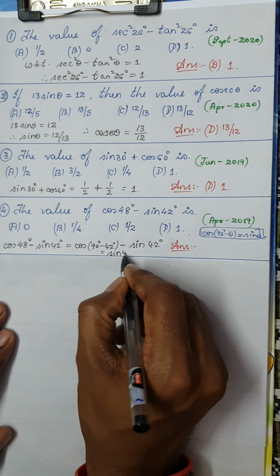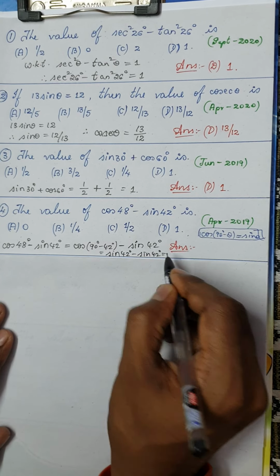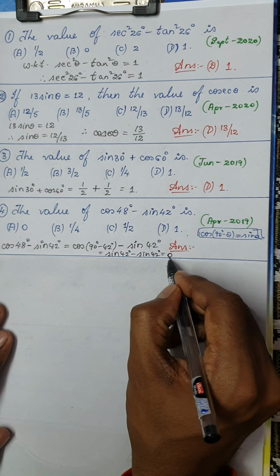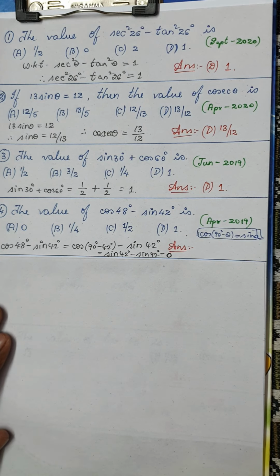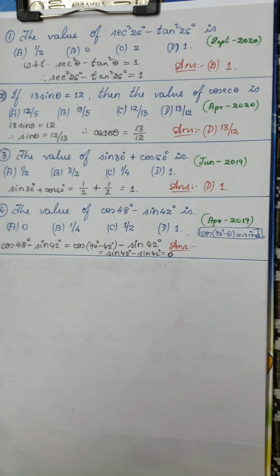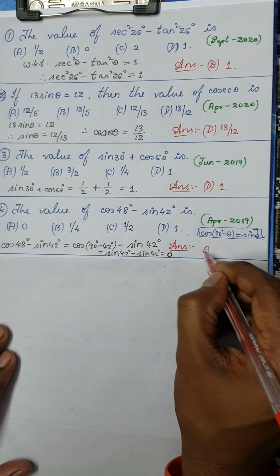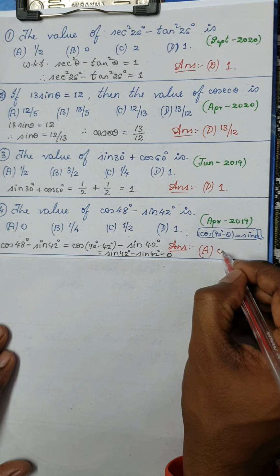So, you will get sin 42 degrees minus sin 42 degrees. What is sin 42 minus sin 42? Answer is 0. Now, you see where you have the option A as 0 here. The option 0 is in option A. So answer is option A, which is equal to 0.